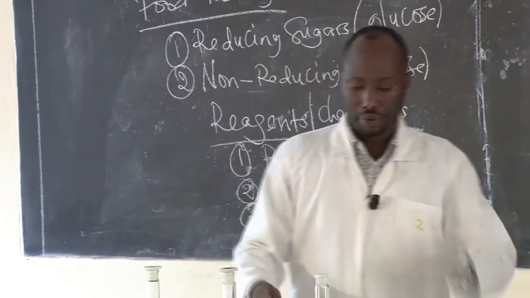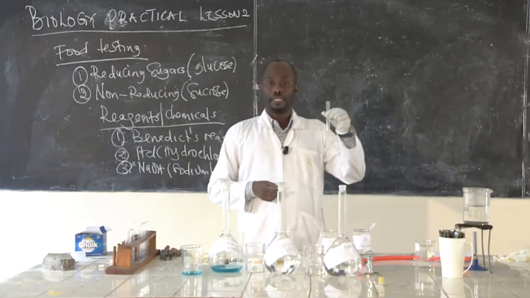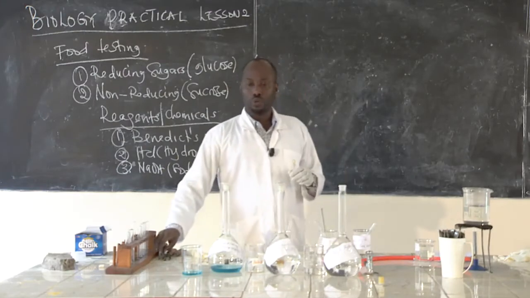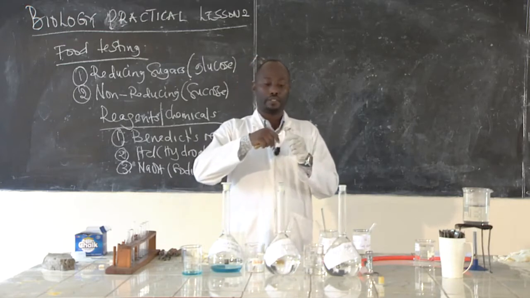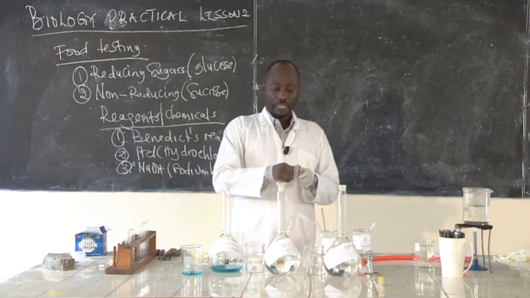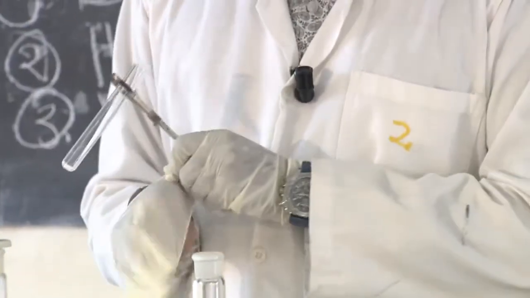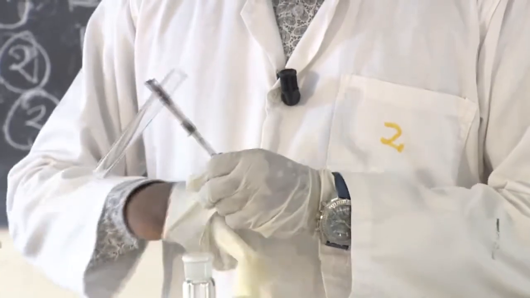Let's start our experiment. You get a test tube. After getting a test tube, you put it into a test tube holder. After putting it into a test tube holder, you get a sample of solution 1, and solution 1 is glucose. That glucose should be well prepared.